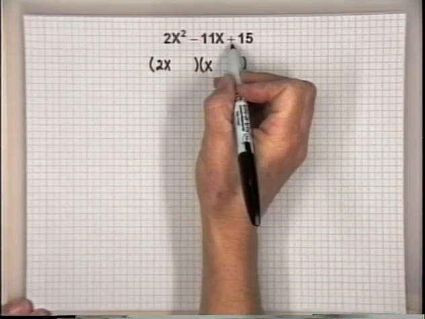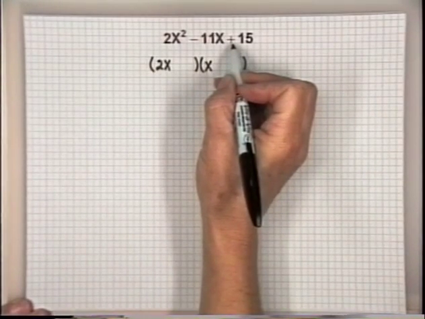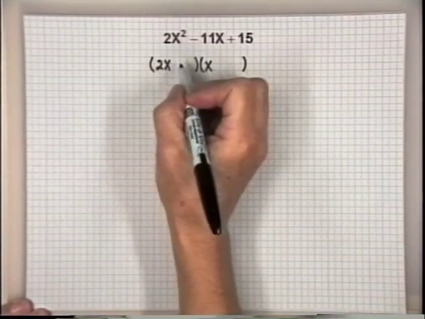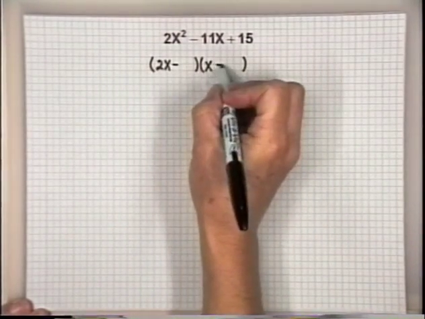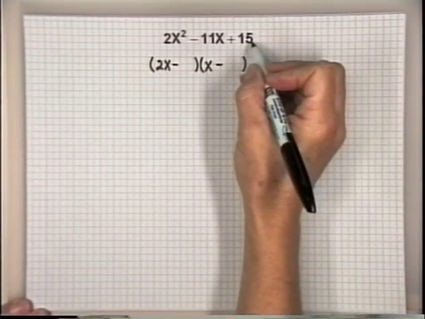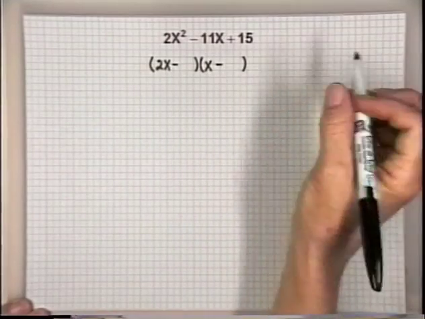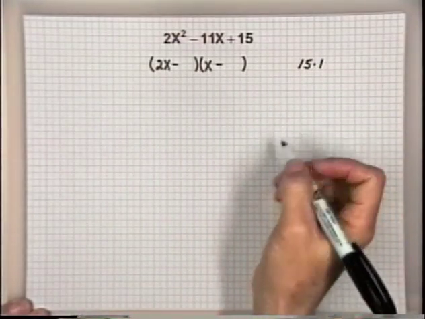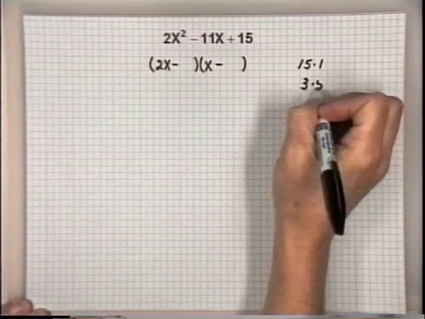Again, we have like signs because our third term is positive. But notice this time, both of our signs will be negative signs. Let's put in those two negative signs here. We will be trying factors of 15 to go here. Our choices are 15 times 1 and 3 times 5.